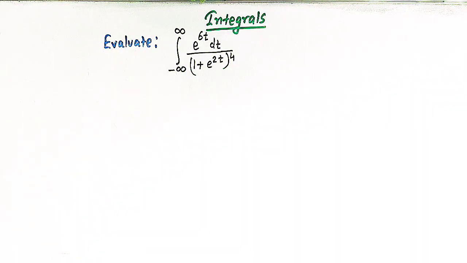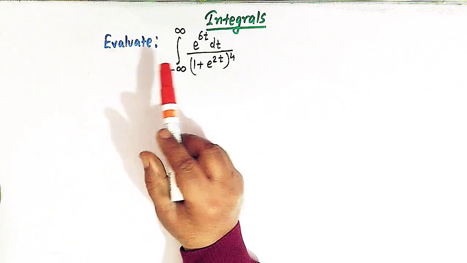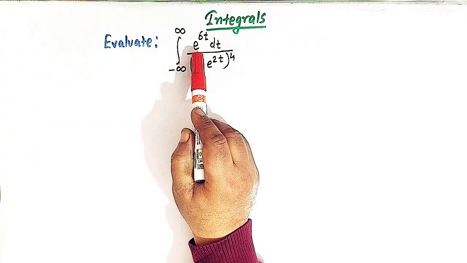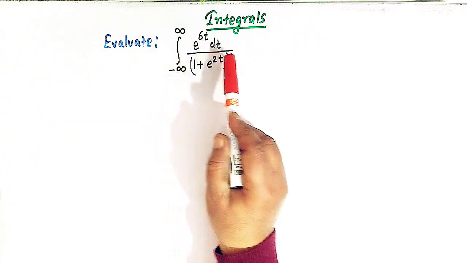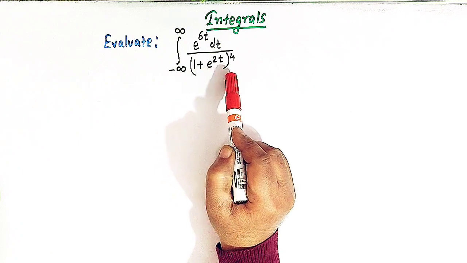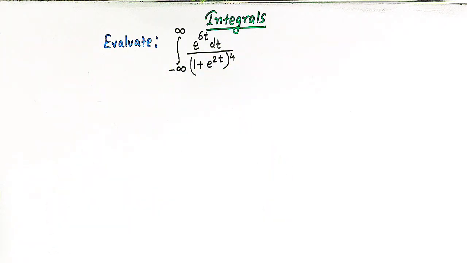Hello viewers, in today's session we are going to discuss another important and conceptual problem from integrals. Here in this class we are going to evaluate this integral from minus infinity to infinity e raised to 6t dt over (1 plus e raised to 2t) raised to power 4.